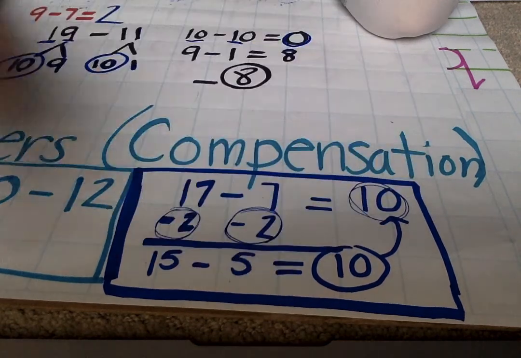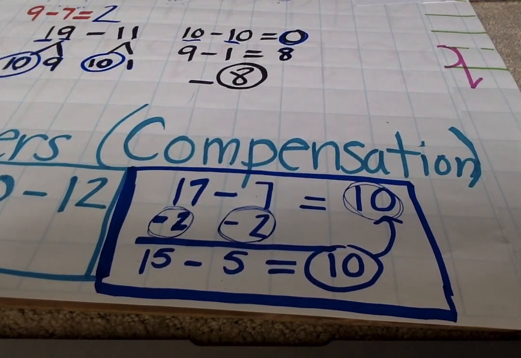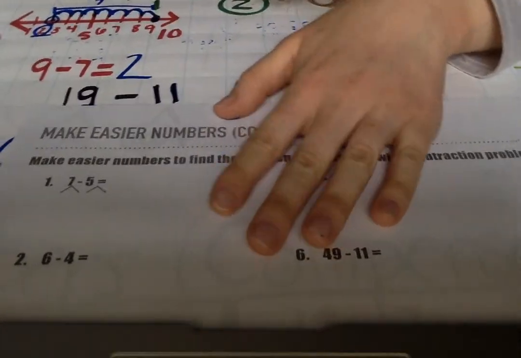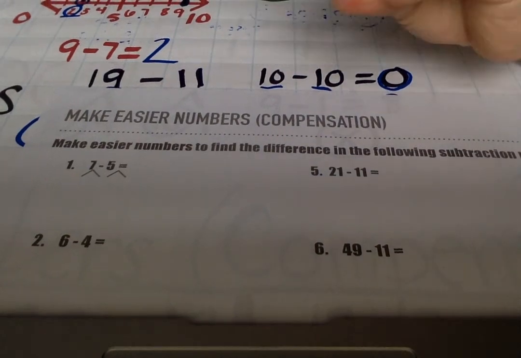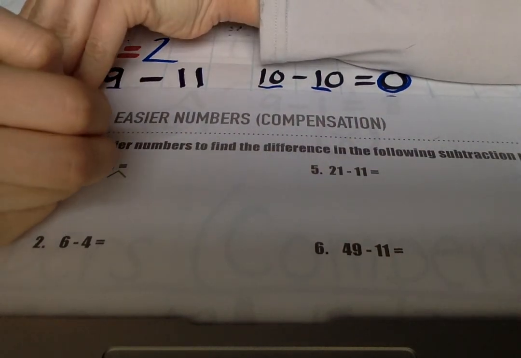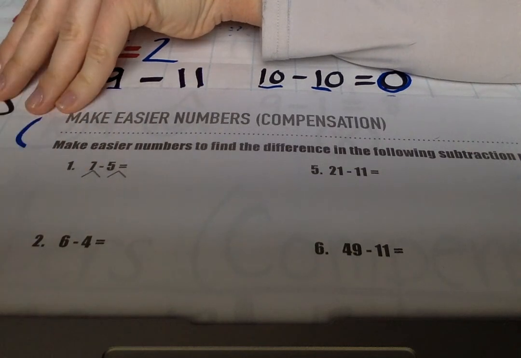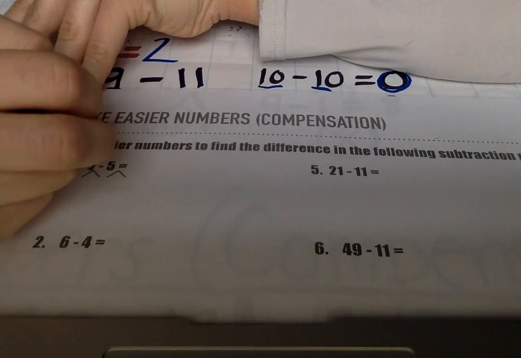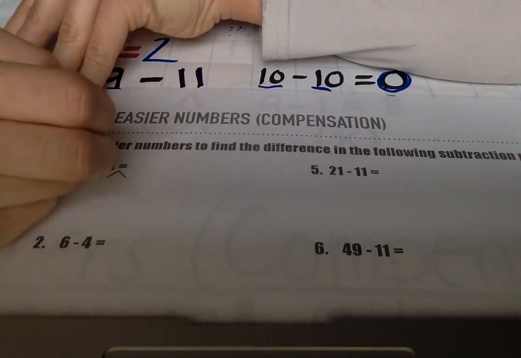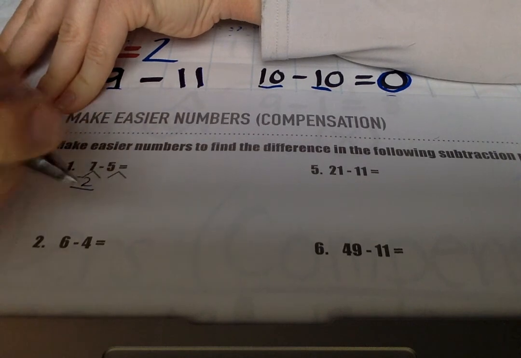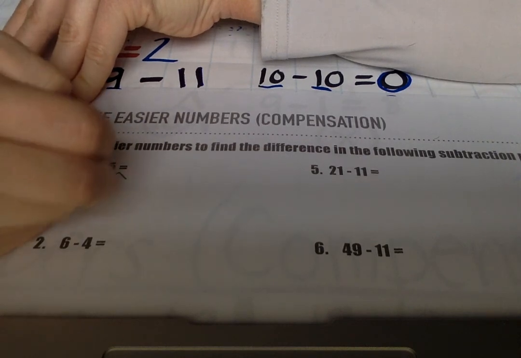Let's do one together from your packet. Your first question in this packet is 7 minus 5. So I'm thinking 7 is not really the easiest to work with, but you know what is? 5, and 7 is only 2 away from 5. So I'm going to subtract 2 and make that 5.